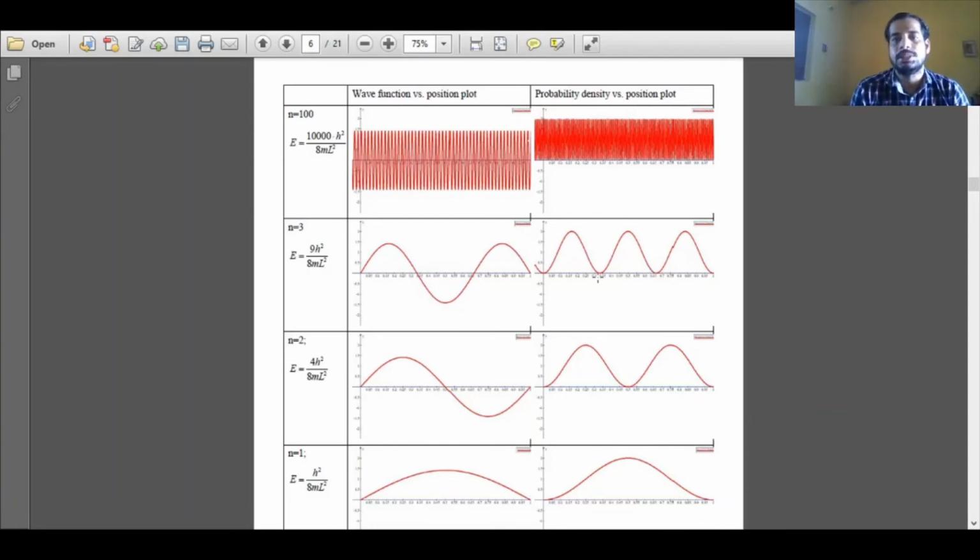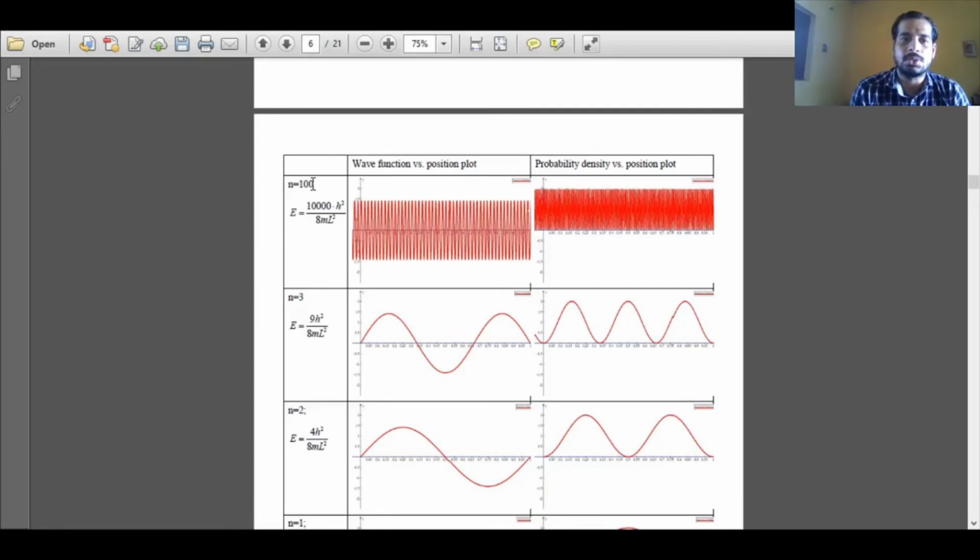Suppose I consider n is equal to 100. The wave function will look like this, and I cannot distinguish where my particle will be found and where my particle will not be found. There is both a positive and a negative part, amplitude is there. If I take the probability density, then only positive parts are there, and I precisely cannot say where my particle will be found. My particle can be found at any place starting from 0 to L.